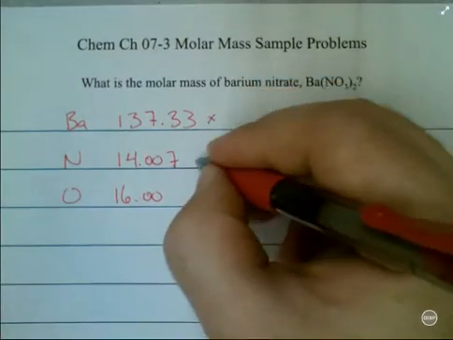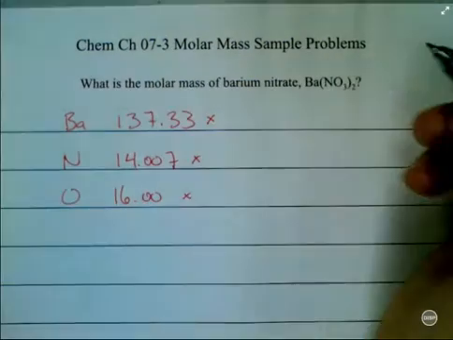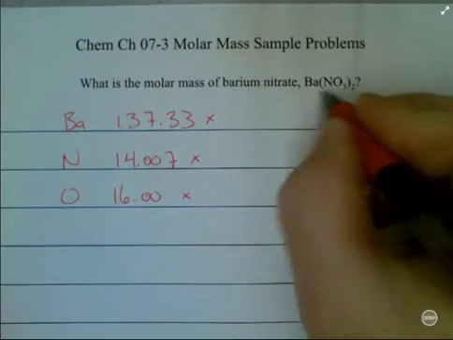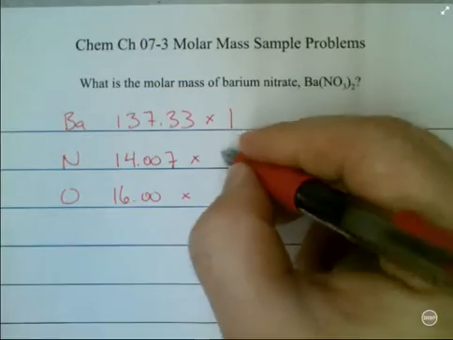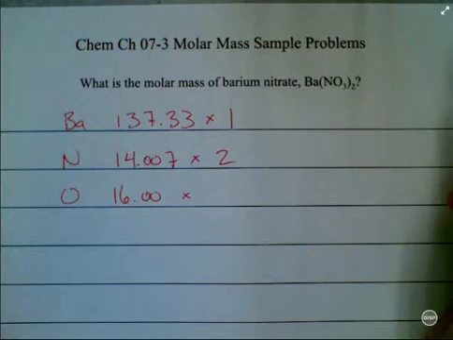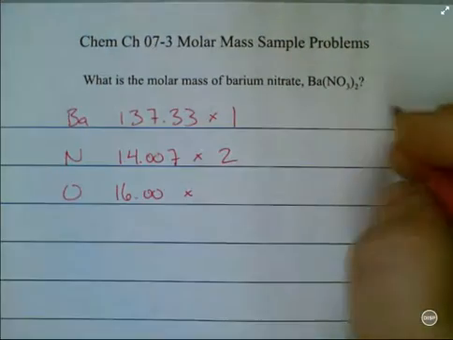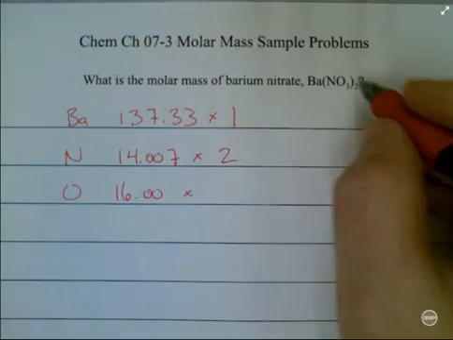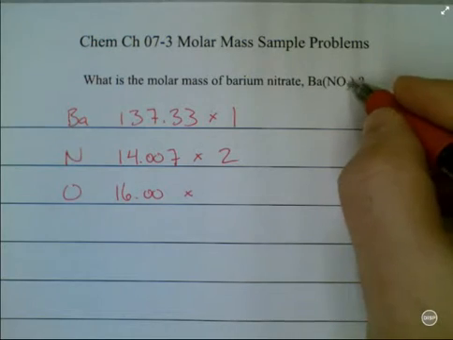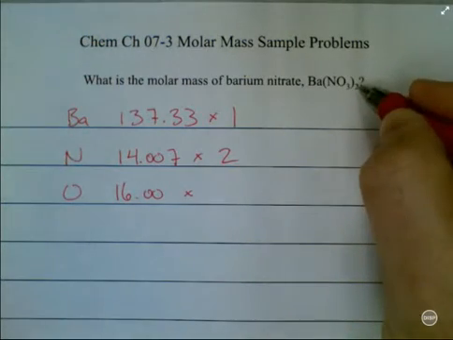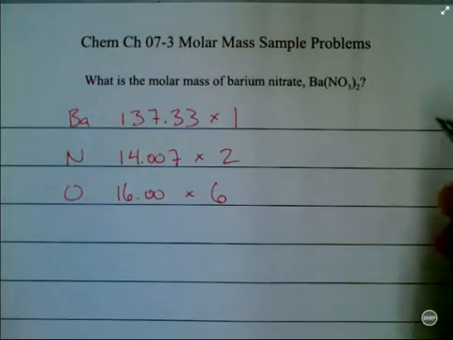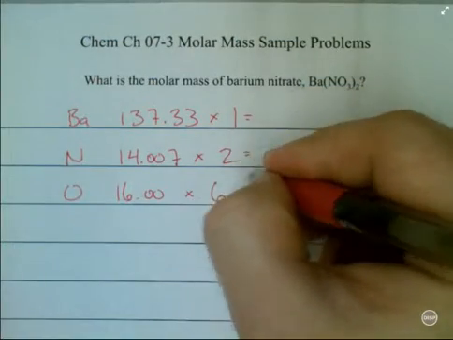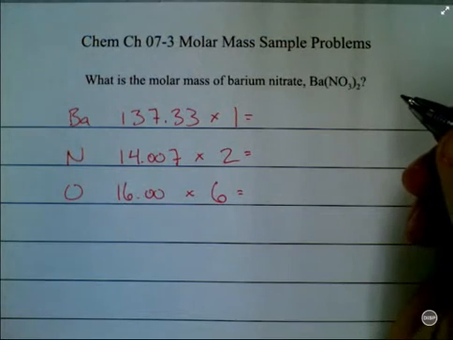Next step, I want to take into consideration how many of each of these elements are present. Looking at the formula, I see that there's only 1 barium. I see that there are 2 nitrogens because there are 2 nitrates. Each nitrate has 1 nitrogen, I'm sorry. And then for oxygen, I see that each nitrate has 3 oxygens, and there are 2 nitrates, so there are actually 6 oxygen atoms altogether. Or 6 moles of oxygen altogether, I should say.